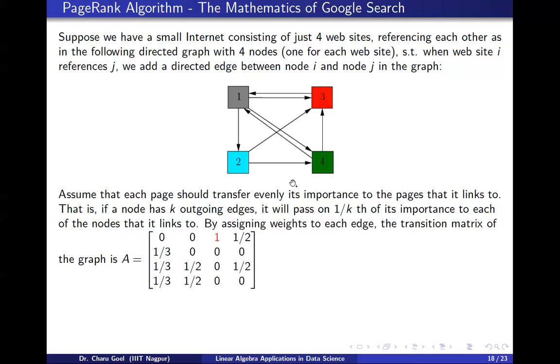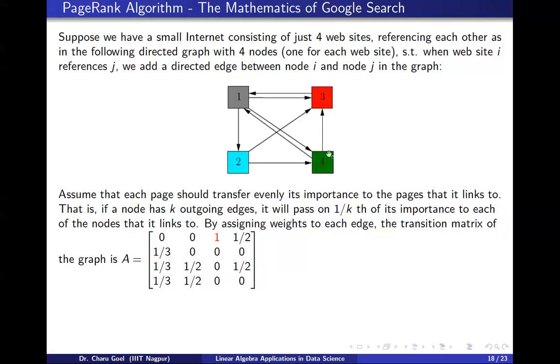Now by assigning weights to each edge, the transition matrix of this graph will be as follows. For node 1, let us see column 1. Node 1 is not referring to 1, so we have a 0. 1 is referring to 2, 1 is referring to 3, 1 is referring to 4. So equal importance gives 1/3 at each of the places. Now node 2 is referring only to pages 3 and 4, and it is not referring to itself or to page 1. Similarly, node 3 is referring only to node 1. So here comes a 1, because it will pass 1/1 of its importance to node 1, and 0 elsewhere.